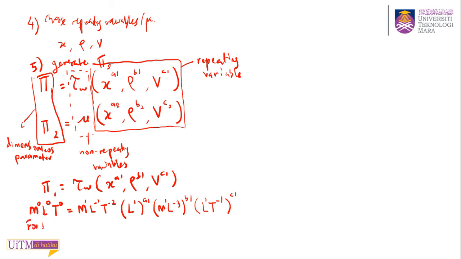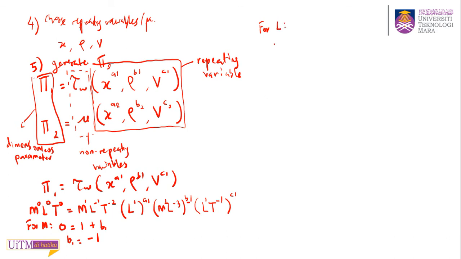For M, we know M0, the exponent number is 0. So 0 equals, we have 1 M here, so 1, plus, in x there's no M, so plus 0. And in rho we have M1 times B1, so we will have plus B1. And in V there's no M, 0. So we will get B1 equals minus 1. That's for M.